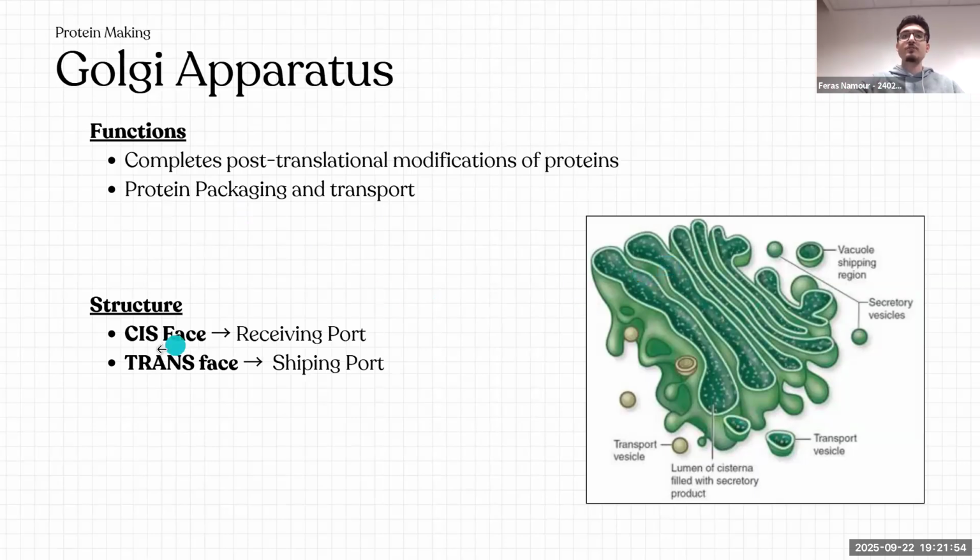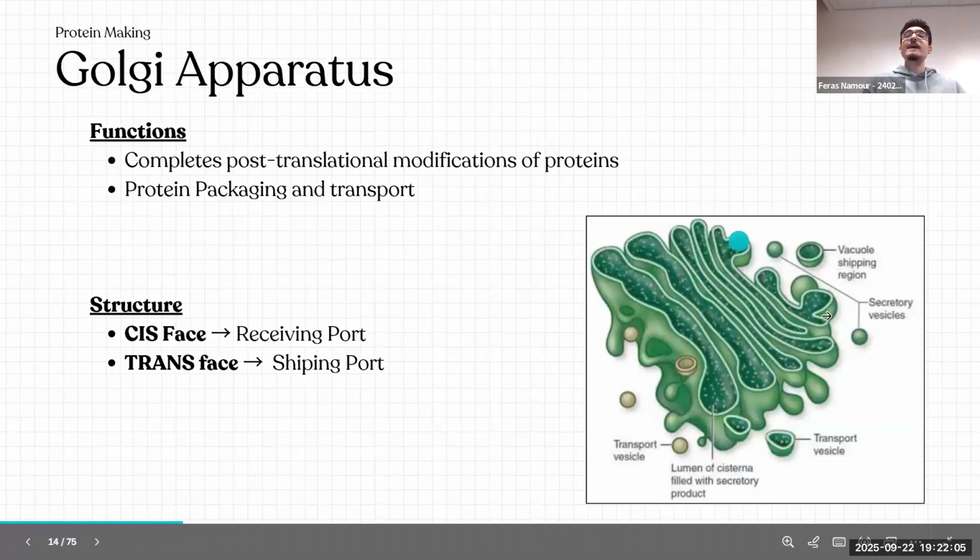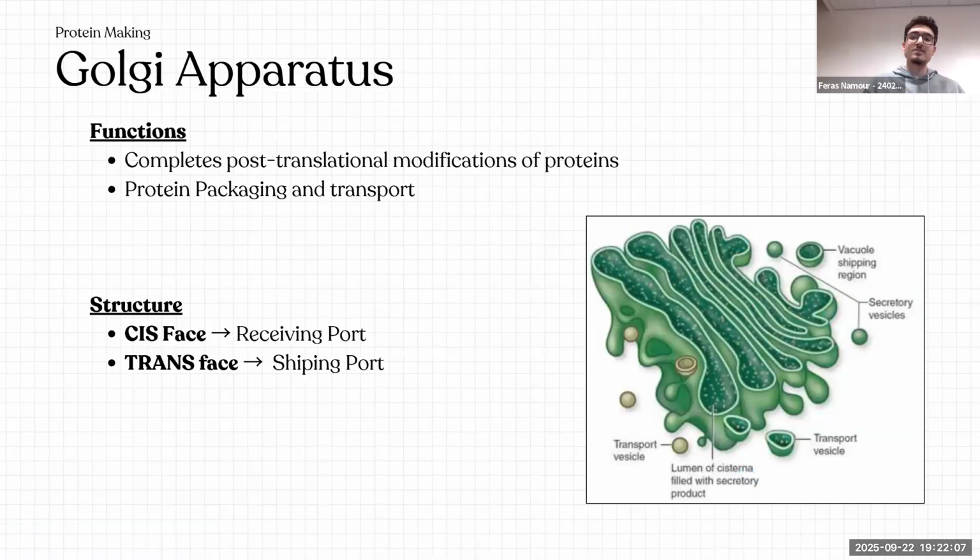And when we're talking about the structure, it's important to note that it has two faces, a cis face and a trans face. Now, you will not be asked to identify the faces. What you should know is that the cis face receives proteins, packages them, and does the work, and then the trans face is where it ships it out through vesicles. Tamam?